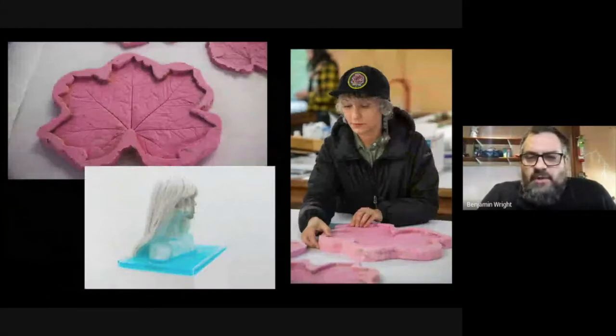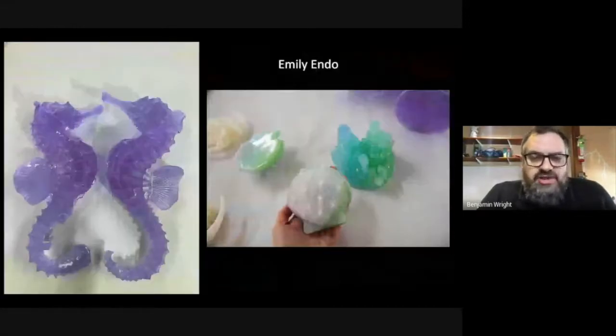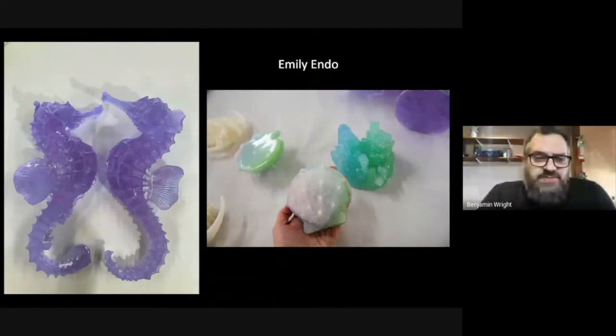Emily Endo was largely focused on kiln casting and was making some amazing molds, and then also really getting some amazing color gradations in the casting process, and was working a lot on that, doing a lot of test pieces, and then also these stunning seahorses.